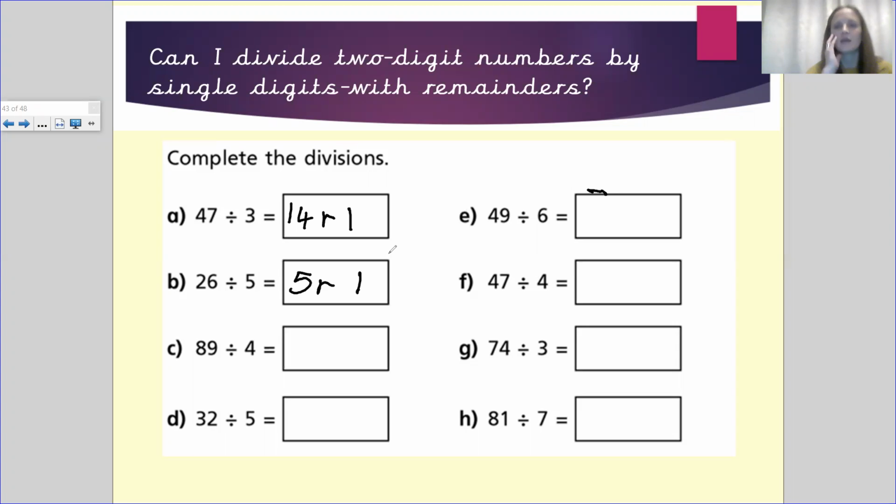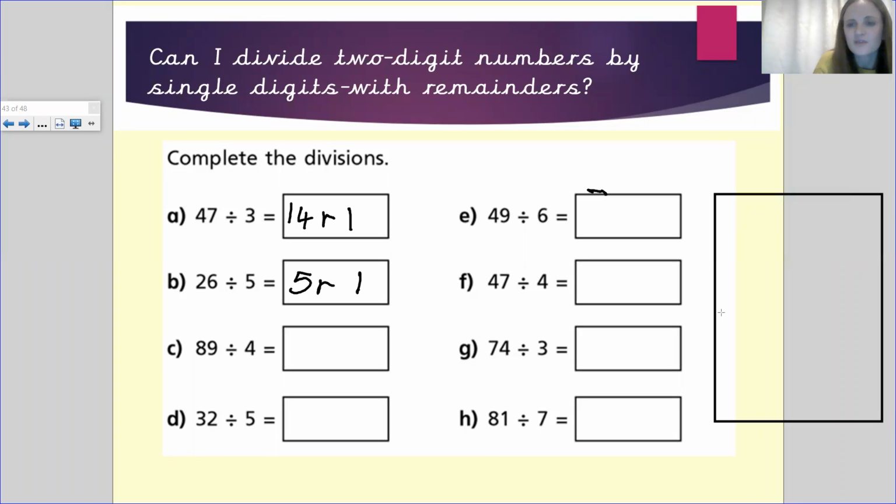So pause the video now, use your place value charts, like I said, your place value mat, to make sure that you are equally dividing your number. It is getting smaller. It is dividing into equal groups. And your equal groups, again, are these ones. So 47 needs to be divided into 3 equal groups. 26 into 5 equal groups.